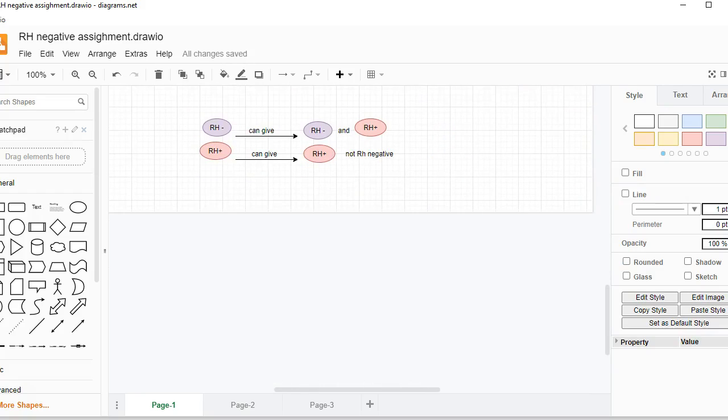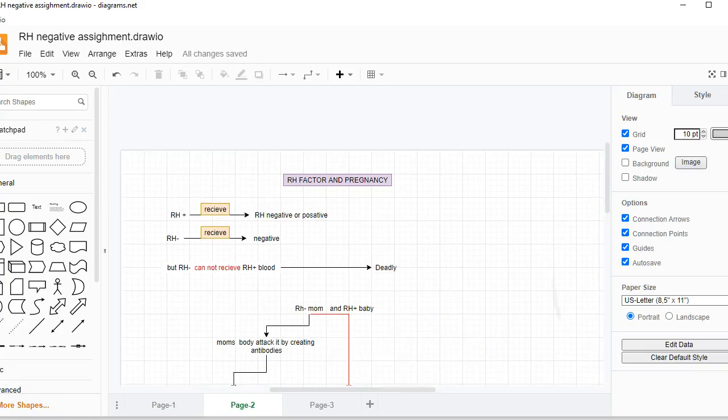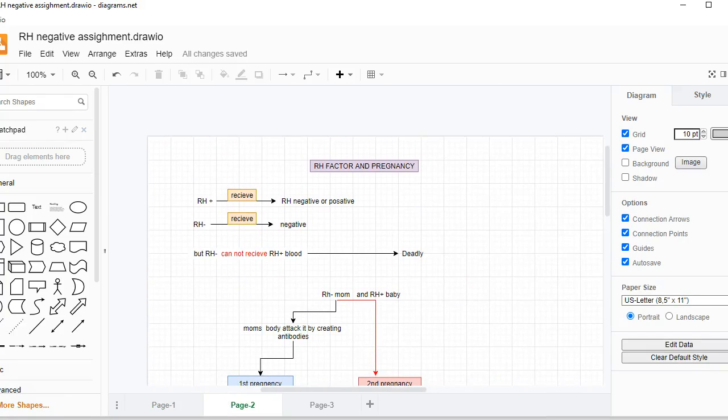So when we come to blood factor and pregnancy, it's very important to know what factor the mother and the baby are, because blood factor is very important. As we can see here, RH negative can give to RH negative and RH positive, but RH positive can only give to RH positive. On the other hand, RH positive can receive from both RH negative and positive, but RH negative can only receive from negative. That's where it gets tricky in pregnancy.